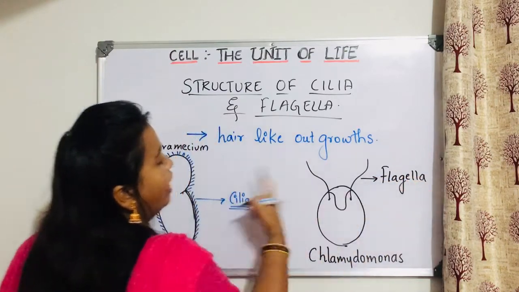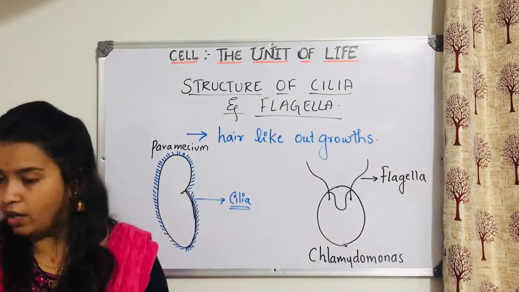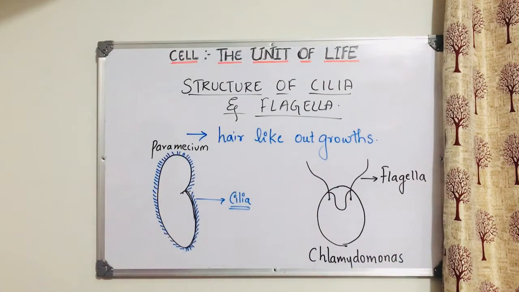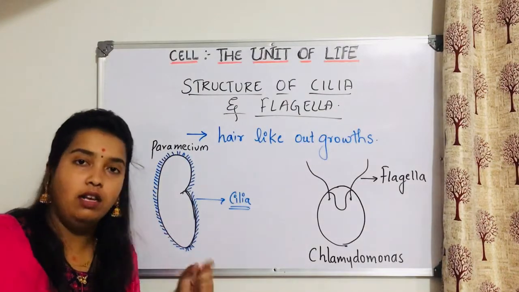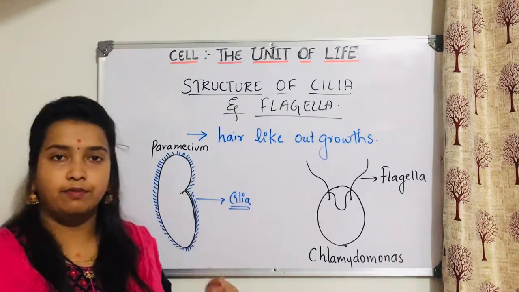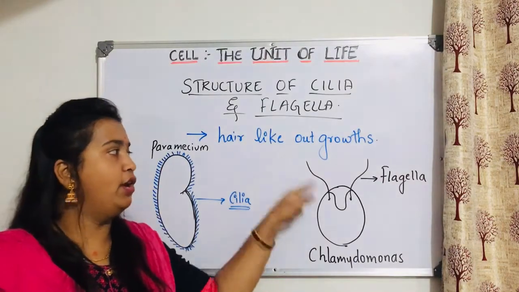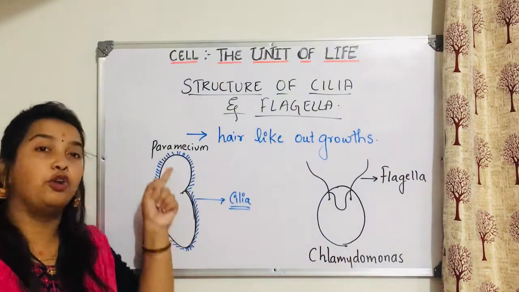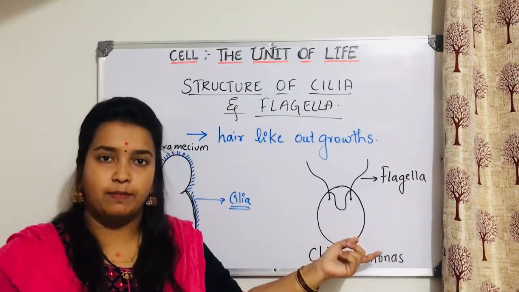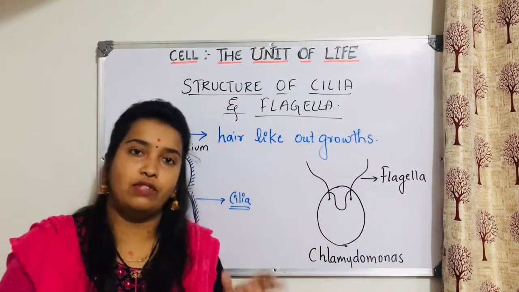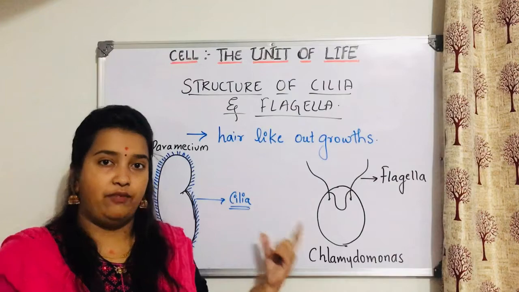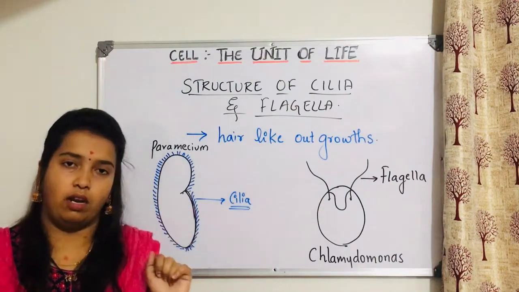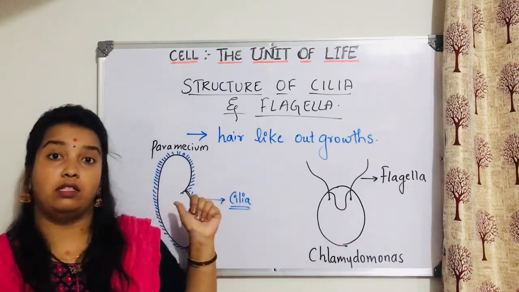Now what difference can you find in these two? Difference is that these are very small in size. These are long. These are very short in size. These are very long. Second difference is these are numerous in number. These are 1 or 2. Okay. So these are the main differences of cilia and flagella. Structurally they both are same. But physically, these are quite long, these are quite small, and these are few in number, these are many in number.